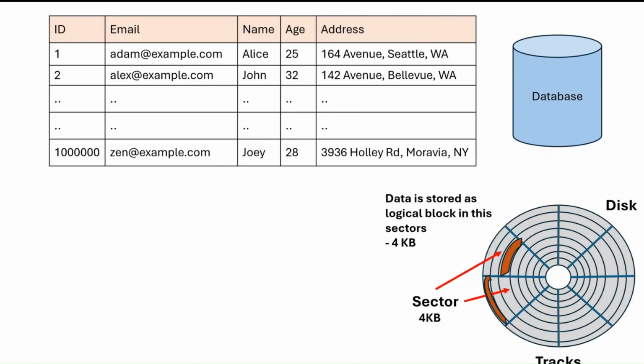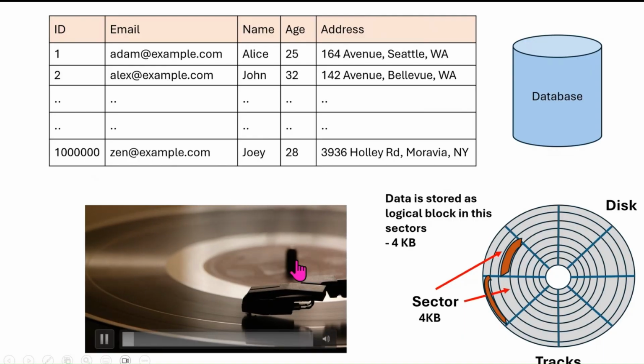So whenever we say give me, let's say, one row, let's say Adam with email adam@example.com, internally it goes to the specific sector and track. That logical file block is converted into the physical sector and track so that the disk spindle can spin the disk and the head will go to that particular sector and track section and retrieve the logical file block to give the actual data. So this is how the disk IO works.